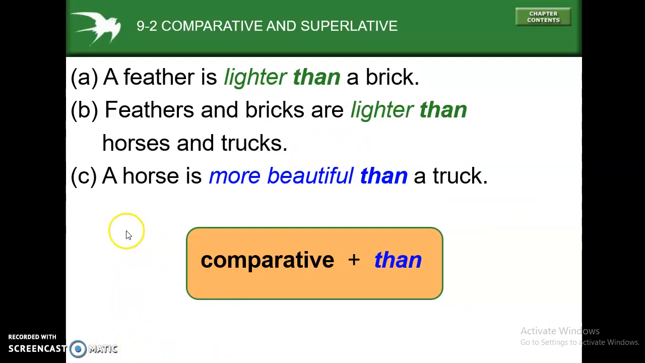Okay, so in this comparative, we can use -er for one syllable, and "more", as in more beautiful, for two or more syllables. After that we use "than" to compare, right? So a feather is lighter than a brick: a feather compared with a brick. A feather and a brick are lighter than a horse and a truck: a feather and a brick are compared with a horse and a truck. A horse is more beautiful than a truck: a horse compared with a truck. And then we use "than".